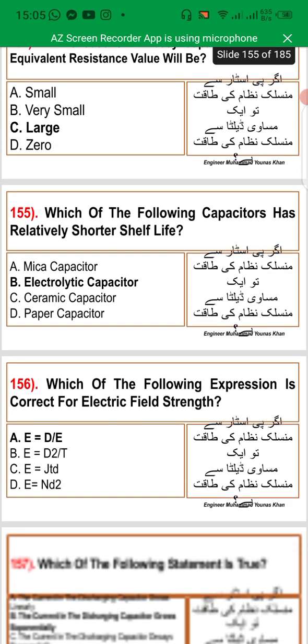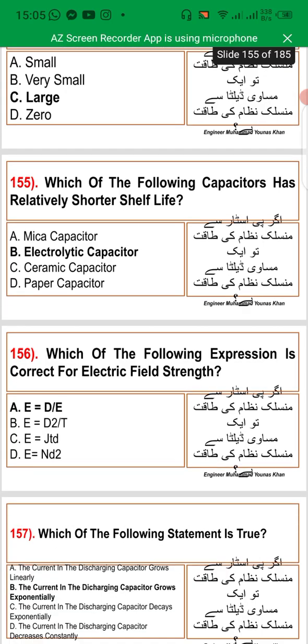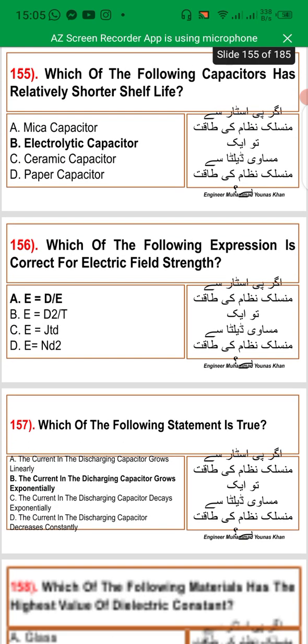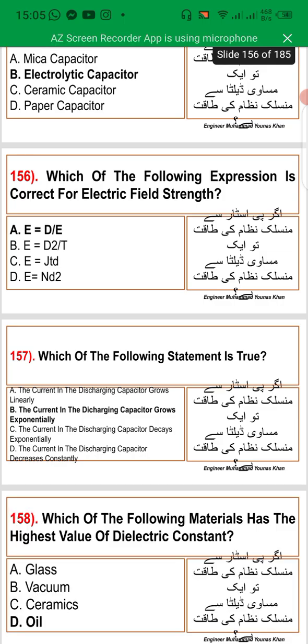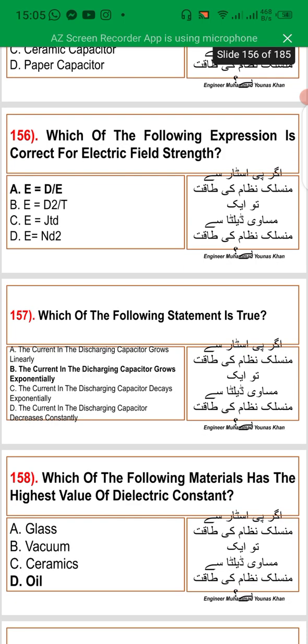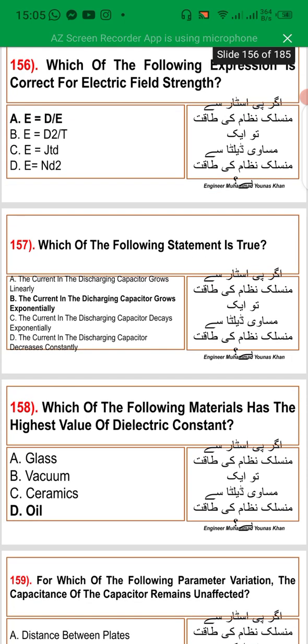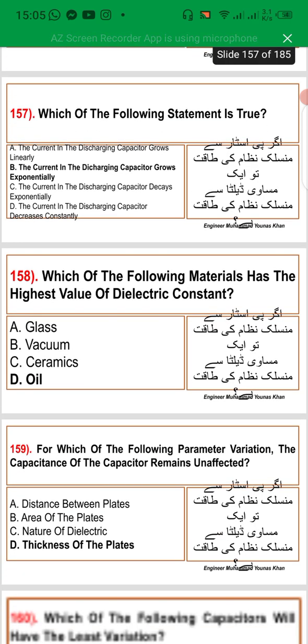Which of the following capacitors has relatively shorter shelf life? Electrolytic capacitor. Which of the following expressions is correct for electric field strength? E is equal to D by epsilon. Which of the following statements is true? The current in the discharging capacitor grows exponentially.